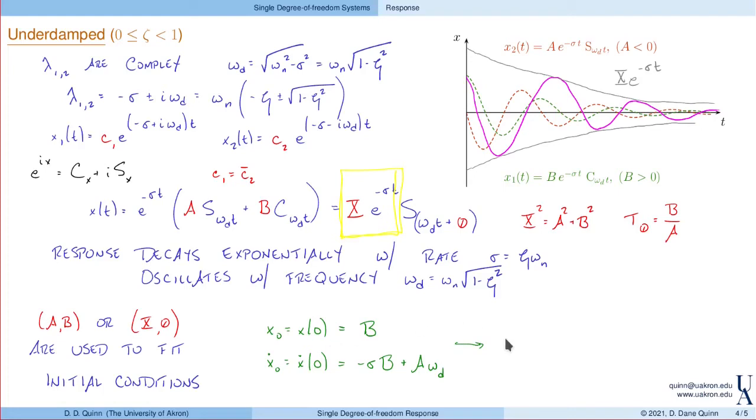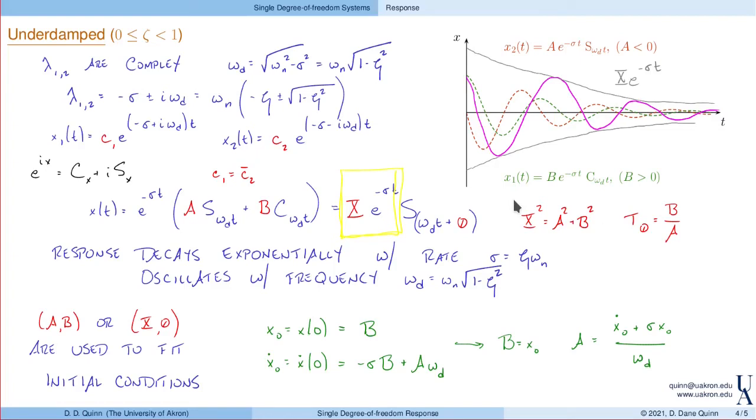In particular, b is super easy. B is equal to x naught. And then solving this second equation for a, we find that a is x naught dot plus sigma times b, well, b was x naught, divided by omega d. So we're able to solve for the arbitrary constants given the initial conditions. And of course, we could do the same procedure using the amplitude and phase. Or, once I know this, I can go and find the amplitude and phase from these relationships.